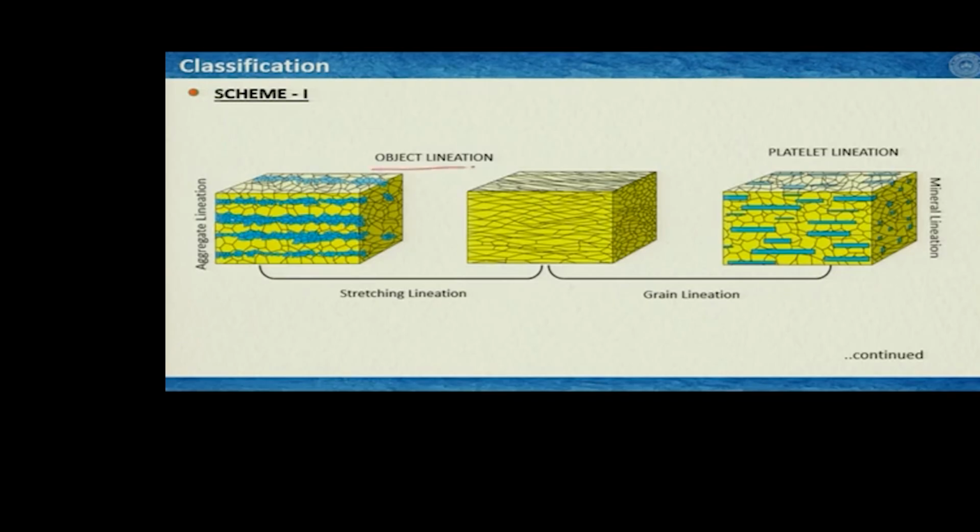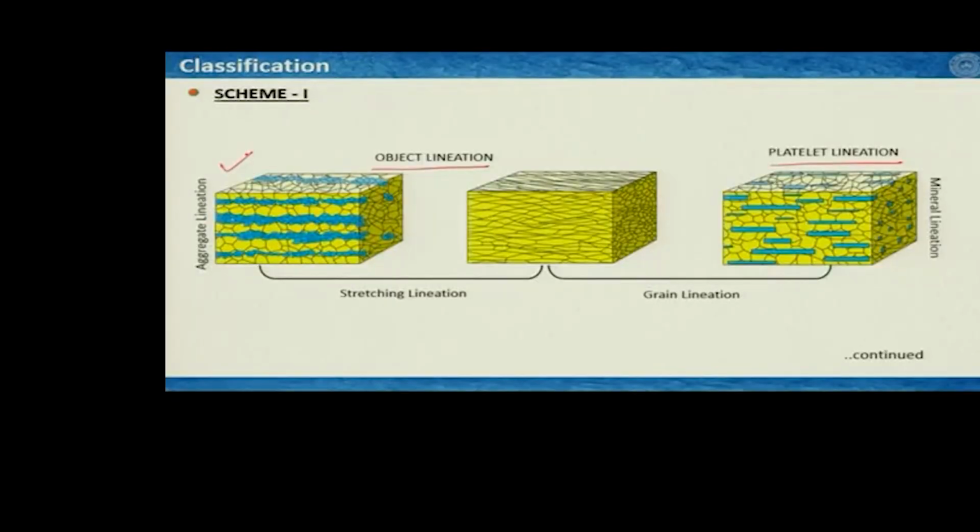So, in scheme 1, we generally classify them in three different categories. One is object lineation, the second one is platelet lineation, and in the next slide we will see the third one is the trace lineation. So, the object lineations define that the grains or the minerals are objectified to define the lineation. So, the first one in this diagram is the aggregate lineation. That means aggregation of minerals defines the lineation along a certain direction.